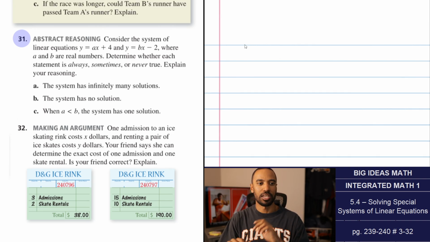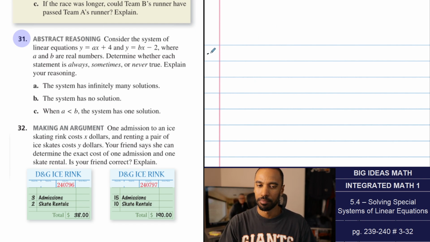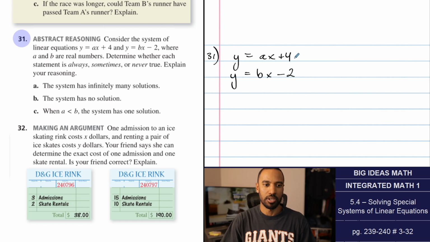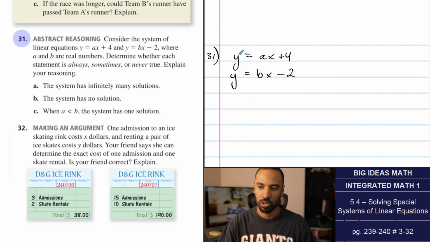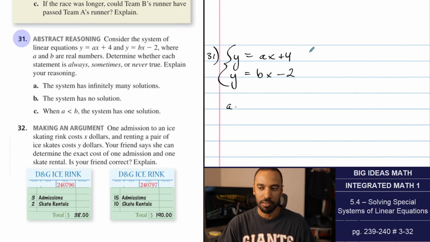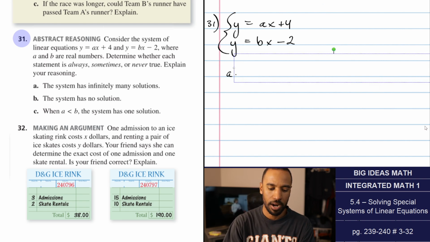Abstract reasoning. Consider the system of linear equations y equals ax plus 4 and y equals bx minus 2, where a and b are real numbers. Determine whether each statement is always, sometimes, or never true. Explain your reasoning. Part A says the system has infinitely many solutions. That could never be the case because these have different y-intercepts, therefore they could never be the same line. So part A, never.